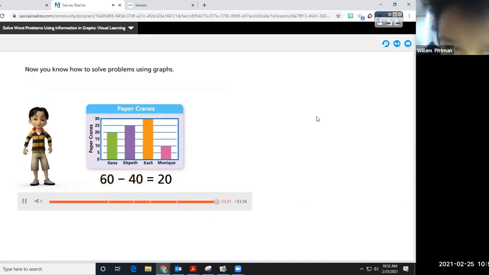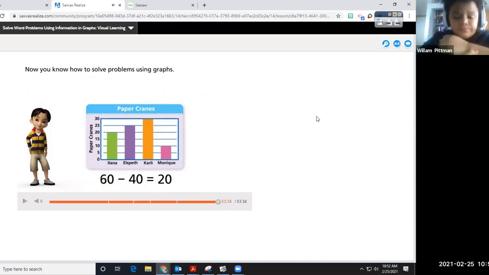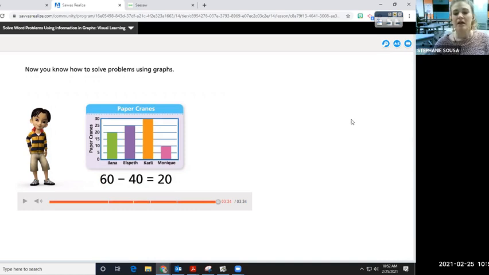Now you know how to solve problems using graphs. I'm so glad that that little dude was there to go. All right. I want to point something out to you guys. Take a look down here. 3 minutes, 34 seconds. The textbook company took 3 minutes and 34 seconds to solve this equation.